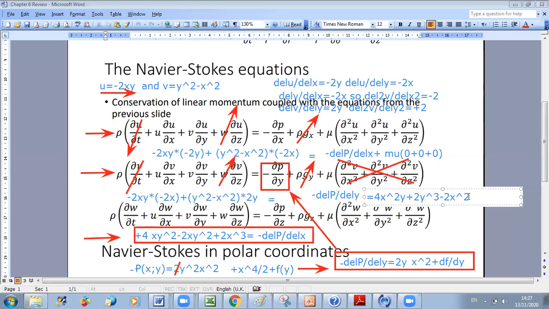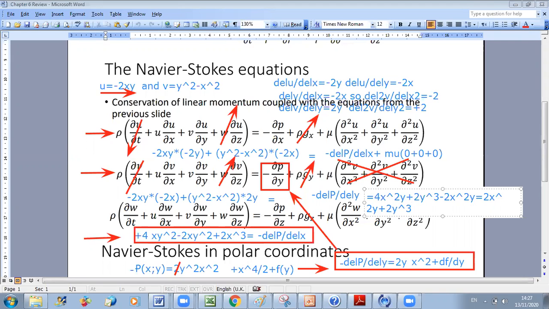Now here also I have terms that can be simplified. You have 4x squared y and you have minus 2x squared y. It will give you 2x squared y. And the second term is plus 2y cubed.